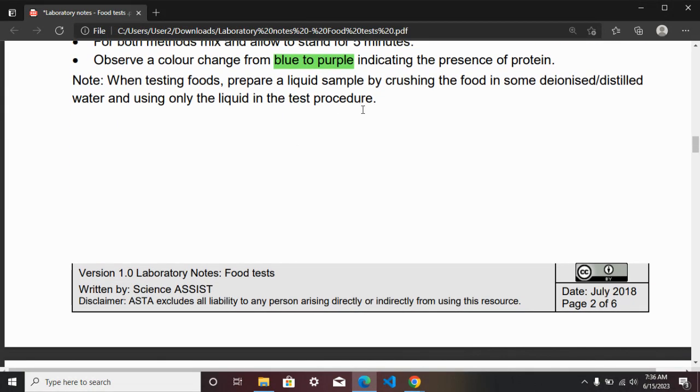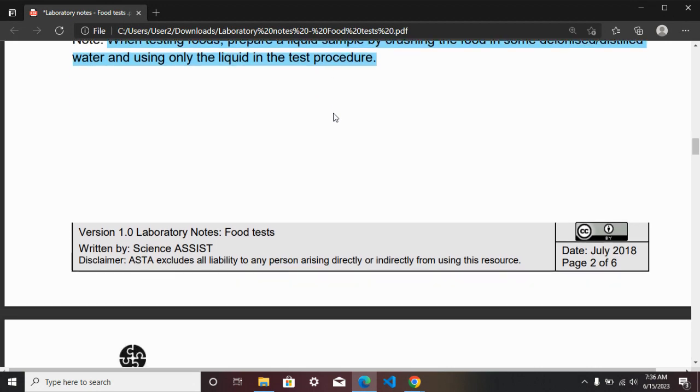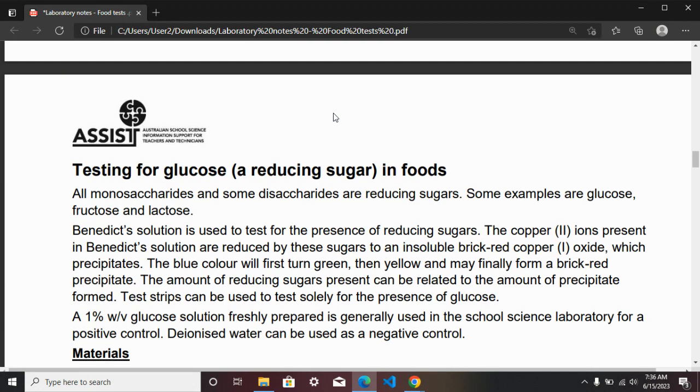So when testing for food, prepare a liquid sample by crushing. Here it is for things which are solid. If you have solid things, you have to mix them with water to make liquid samples, because testing requires that the compounds we're testing be in liquid form.